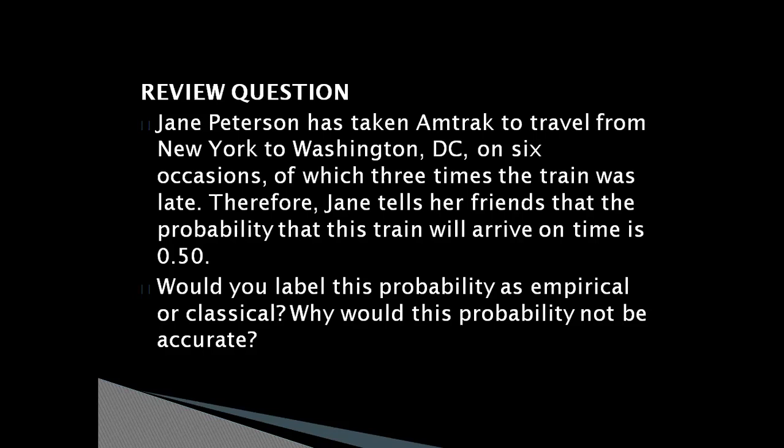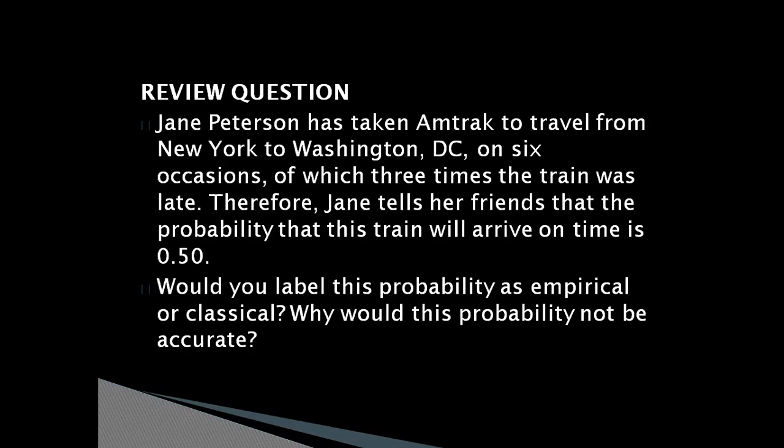The other category is the classical probability. The classical probability is based on logical analysis rather than observation or personal judgment. When it comes to classical probabilities, they can be used in games of chance. The assumption here is that the outcomes of the experiment are equally likely. I have a review question here, which I can use to see if we can label the probability as empirical, classical, or subjective.